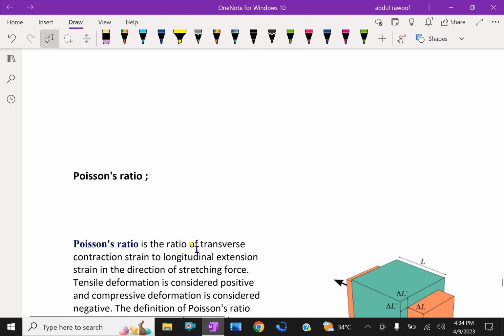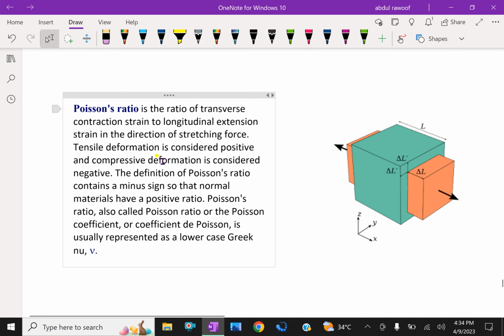Next, Poisson ratio. Poisson ratio is the ratio of transverse contraction strain to longitudinal extension strain in the direction of the stretching force. Look at here. Suppose here a tensile force is applied. Due to the tensile force, this contraction happens in the cross-sectional area.